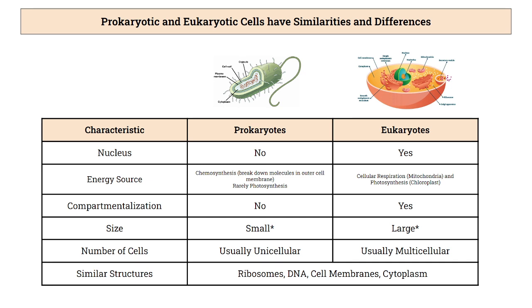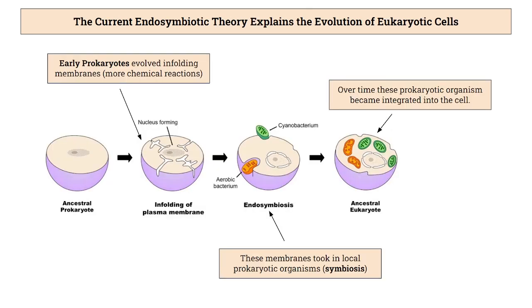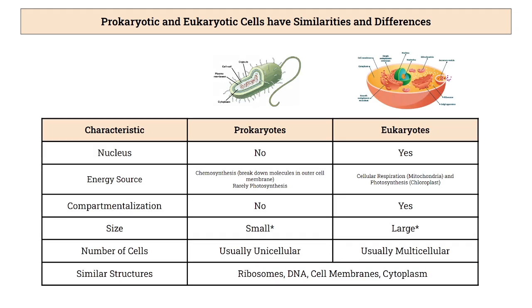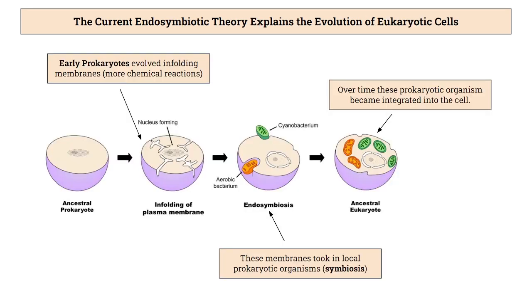Now, they do have some similarities, which is evidence for evolution, and we'll talk more about that later on. Some of the structures they have in common include ribosomes, DNA, cell membranes, cytoplasm. Some of these very basic organelles, which are essential for creating proteins and things like that, are found in both cells. All right, so the current theory of where eukaryotic cells came from is this endosymbiotic theory. Since prokaryotes are considered simpler in terms of their cellular makeup, it is largely believed that prokaryotes came first, and then eukaryotes evolved from them.